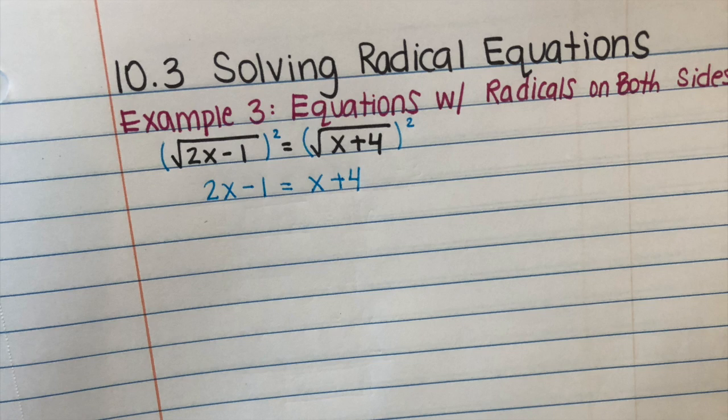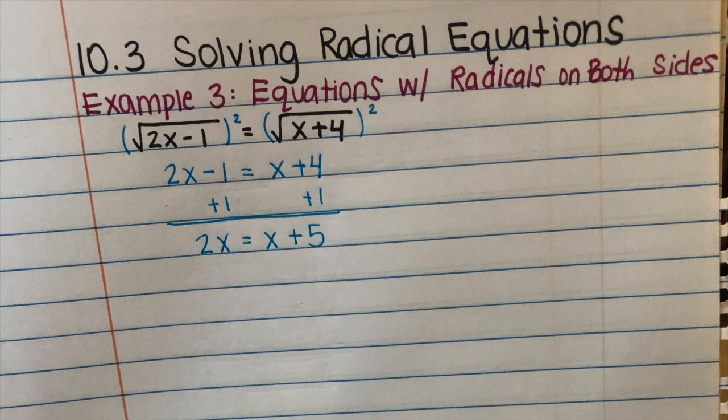When I square the left and the right, I am left with 2x minus 1 is equal to x plus 4. And this now just becomes a normal equation that we spent a lot of time working on at the beginning of the school year, solving an equation with variables on both sides. Our goal moving forward will be to move the x terms to one side and the constant or number terms to the other.